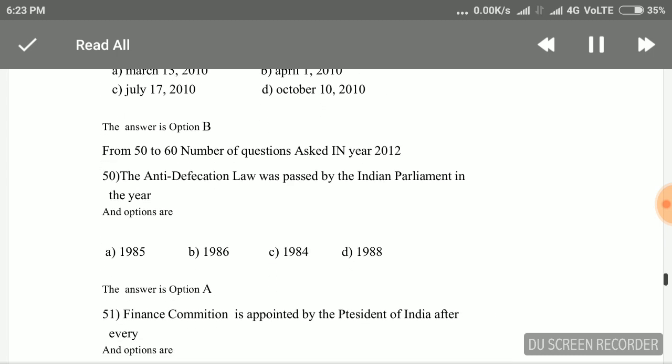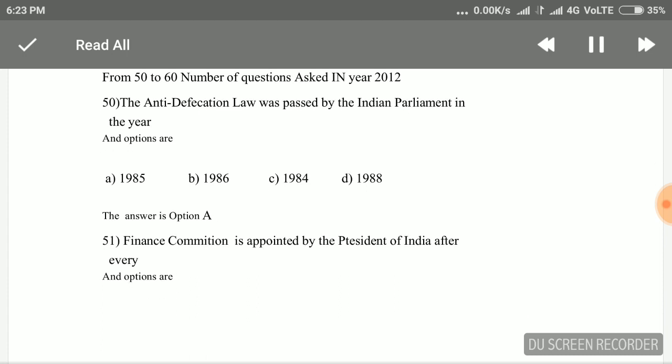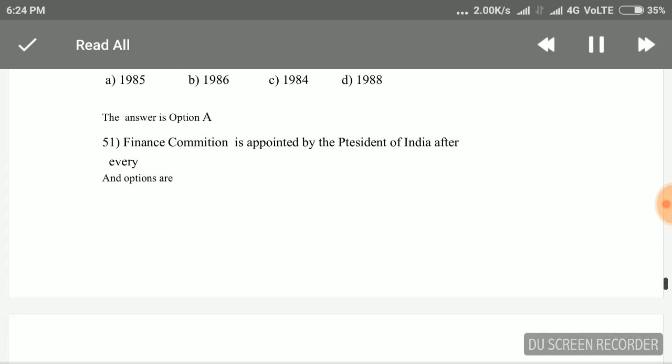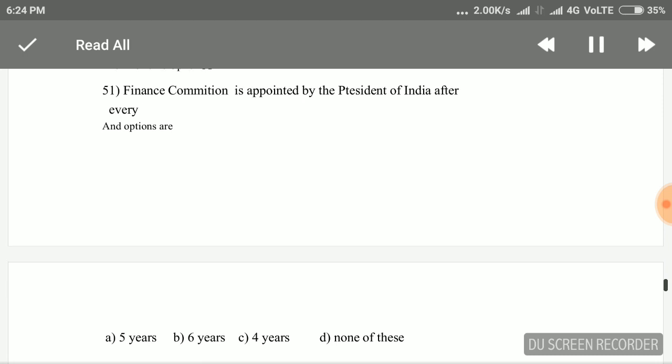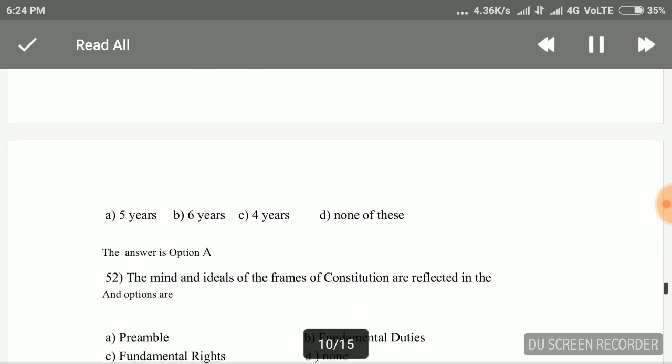1984 D. 1988. The answer is option A. 51. Finance Commission is appointed by the President of India after every. And options are A. 5 years, B. 6 years, C. 4 years, D. none of these. The answer is option A.